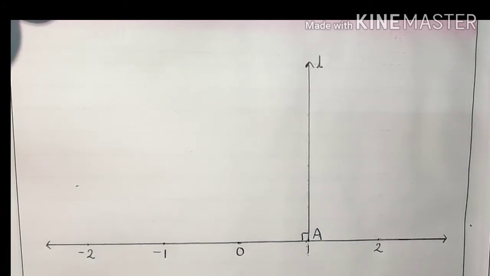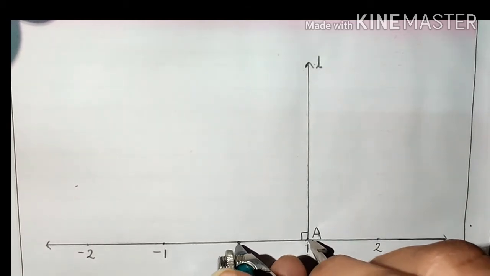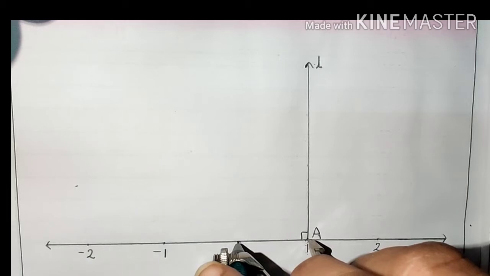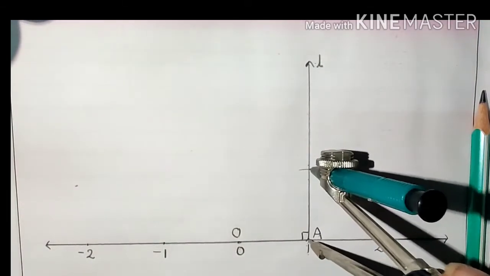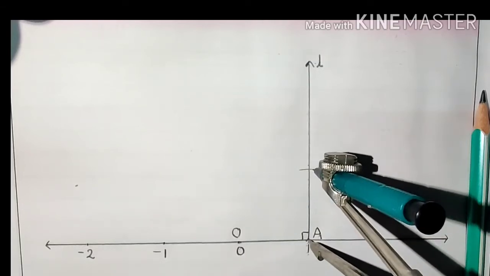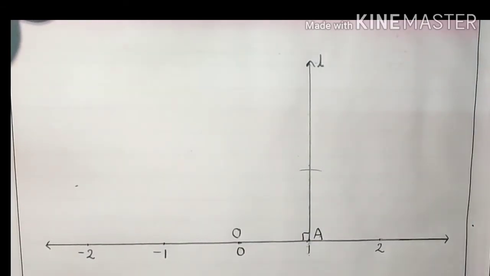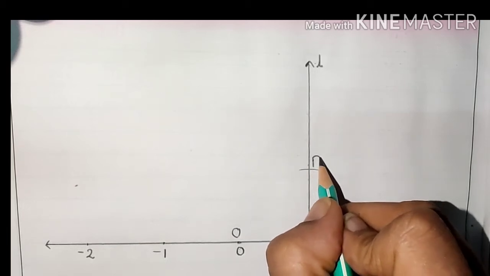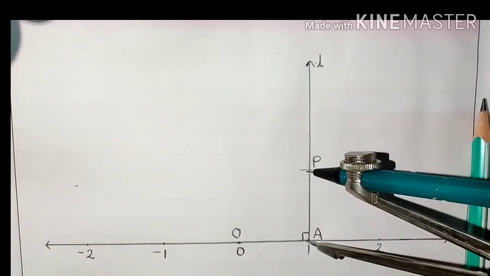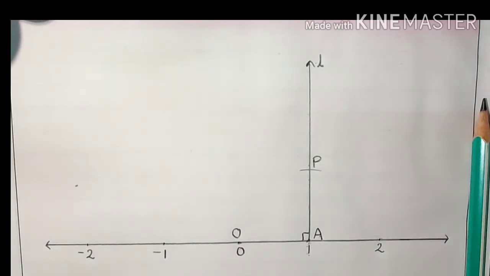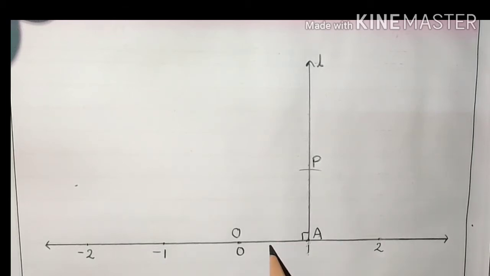Take point P on line L such that OA is equal to AP. This is the distance between point O and A. Keep your compass on point A. Make an arc intersecting line L. This point is P. So the length of segment OA is equal to the length of segment PA. The length of both these segments is 1 unit.